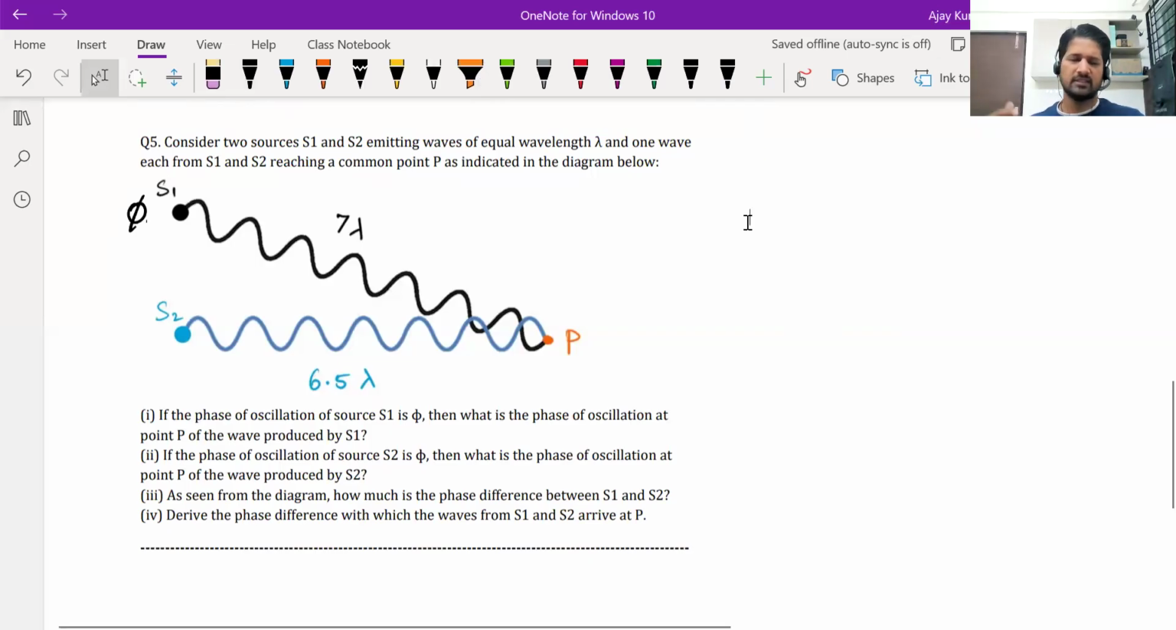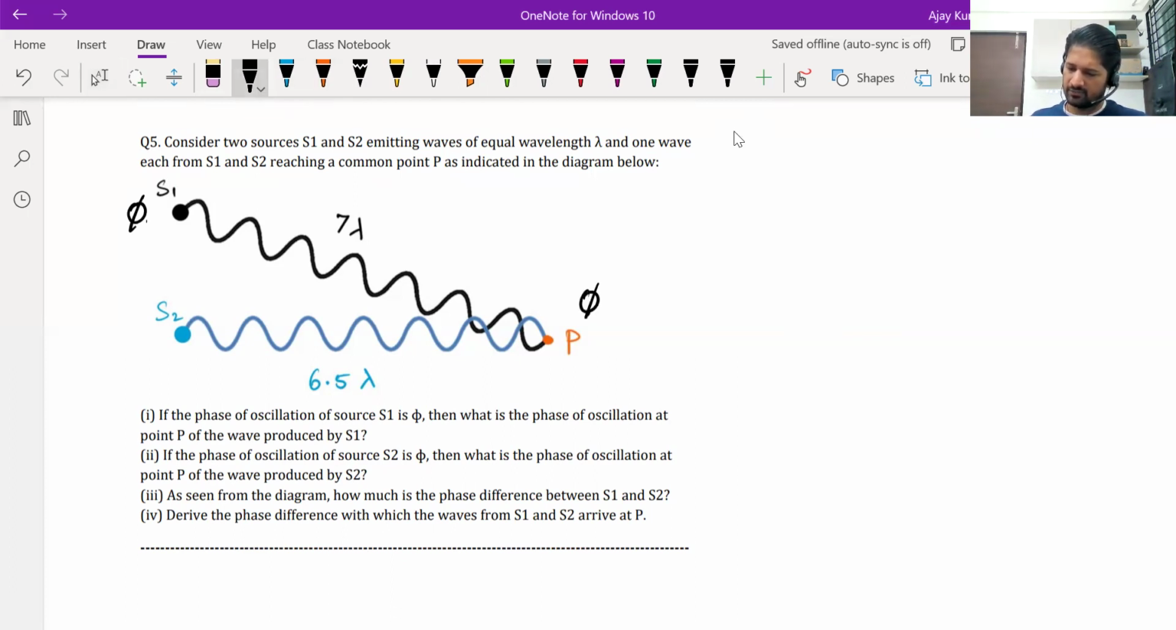I got one answer as 7 by 2. It's not 7 by 2, it is 7 into 2 pi. For every distance of lambda, the phase changes by 2 pi. So if there's a distance of 7 lambda, then the phase changes by 7 times 2 pi, that is 14 pi. So the phase here at point P due to the first wave, you can take as phi minus 14 pi.